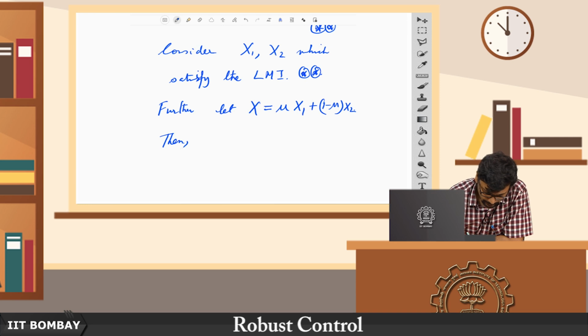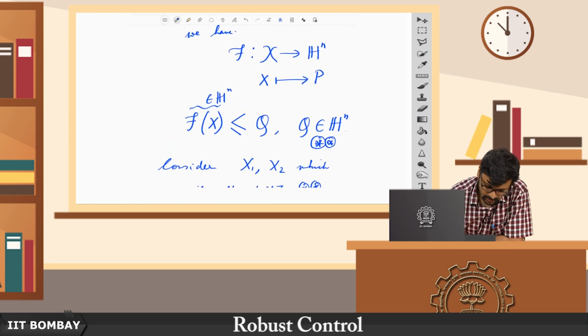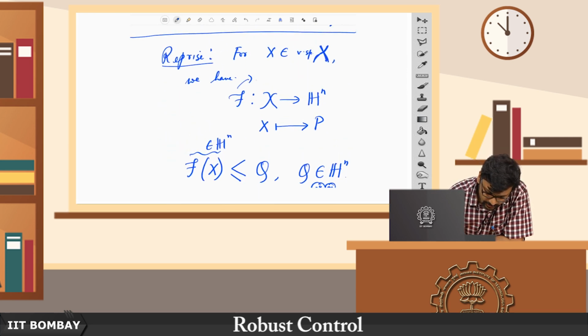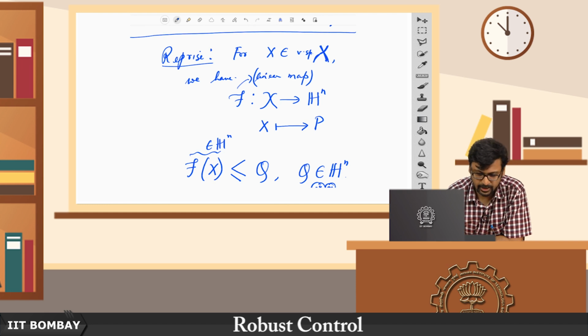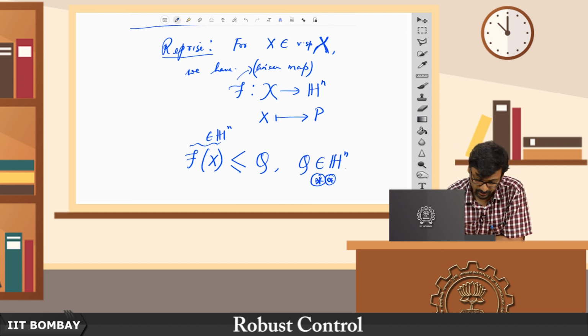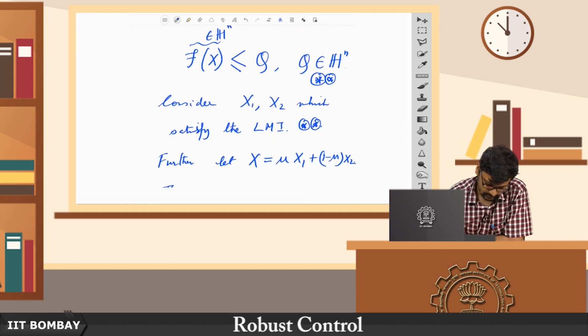Then what can we say about this? Remember that this f was basically a linear map, right, very important. So, lest we forget, it is after all a linear matrix inequality. So, it is a linear map.